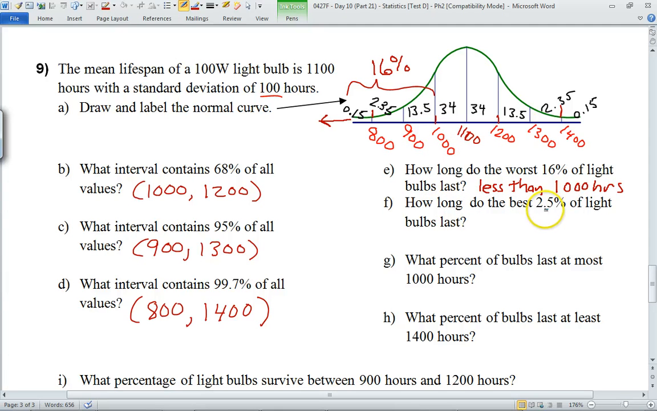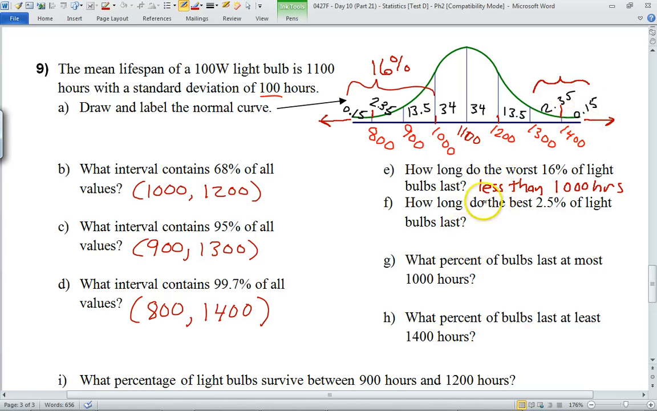How long do the best 2.5% of light bulbs last? Well, the best 2.5% is the last 2 zones over here on the right. This starts at 1,300, right? But because it includes this last zone, it goes forever to the right. The mistake a lot of kids made when we learned this back in the day was they put an end on it. They wanted to say from 1,300 to 1,400. That only got 1 zone. Or maybe they tried to say 1,300 to 1,500. But this zone does not end at the next standard deviation. So you can't do that.